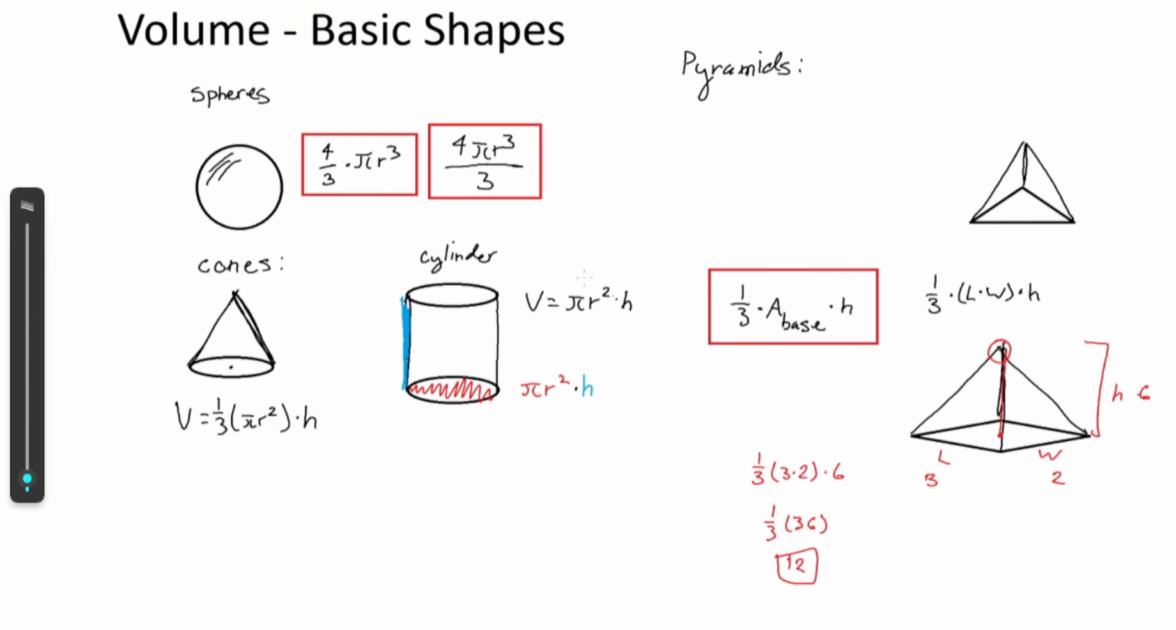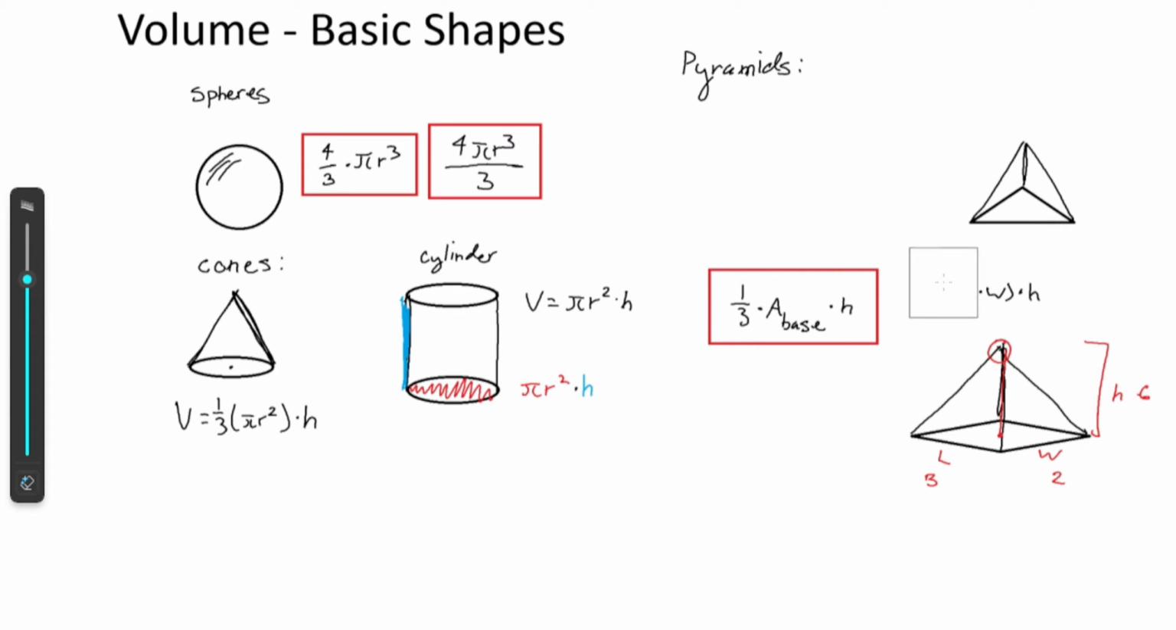Which brings another important point: when you're dealing with 3D, whether it's a sphere, a cone, a cylinder, a pyramid, a torus, anything that you're dealing with, your units are always going to be cubed. Cubic centimeters, cubic inches, cubic yards, because you're dealing in 3D.